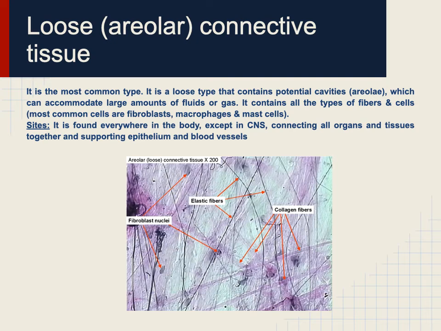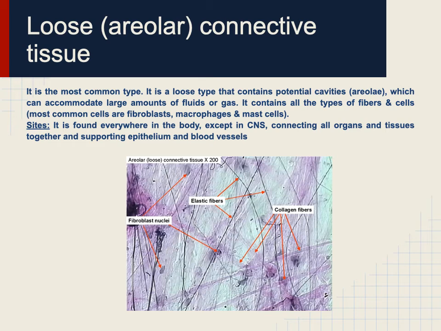We are going to talk about the types of connective tissue proper. Connective tissue proper has many types according to the predominant elements, either the cells or the fibers. If we have a predominant element, the connective tissue proper gives a special type. The first type, which is the most common type and contains all types of fibers and cells of connective tissue, is the loose areolar connective tissue.